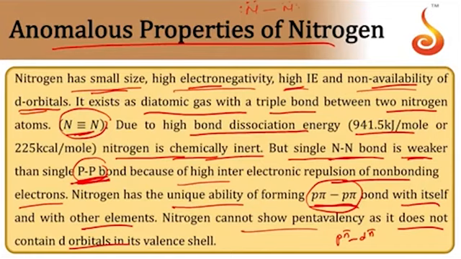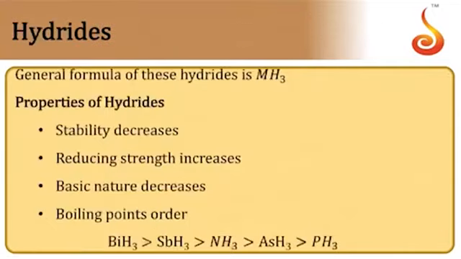So the p-pi bond formation depends upon the size. Small sized atoms can form p-pi bonds, and larger sized atoms cannot form p-pi bonds. Then next one, coming towards hydrides of this group.